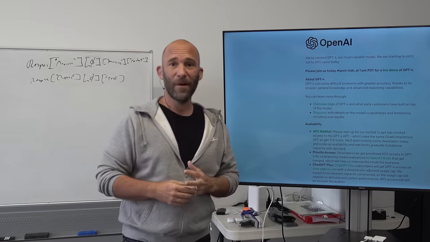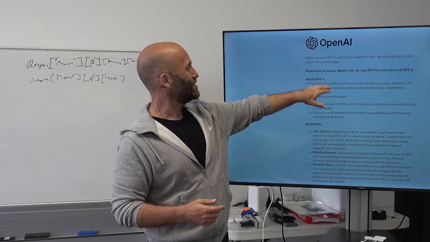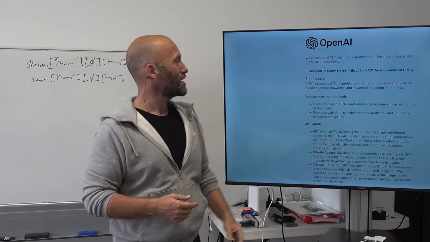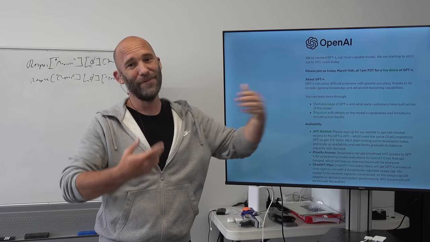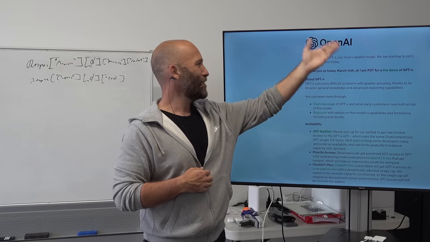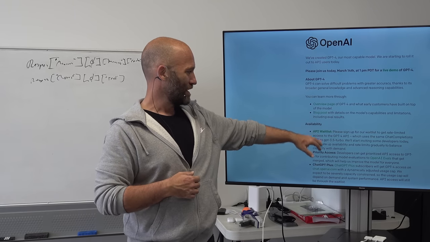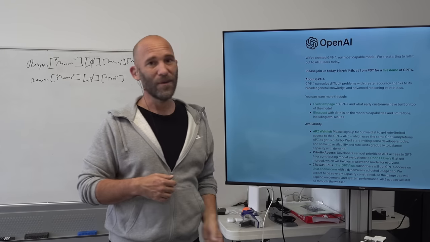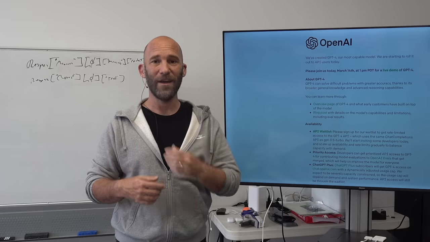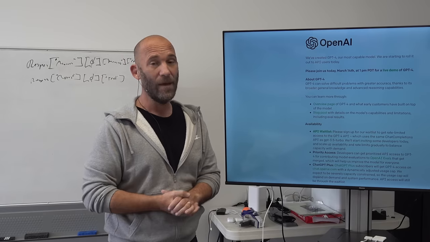We did not talk about GPT-4 because, I crap you not, on Tuesday this is what I received: "Please join us today at 1 p.m. Pacific time, 4 o'clock my time, for the live demo of GPT-4 with the API." So the API waitlist came out for GPT-4, and you can go on that waitlist, and you may or may not get access to GPT-4 for any amount of time.